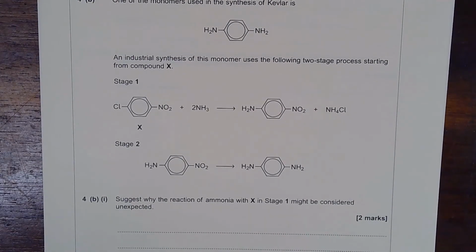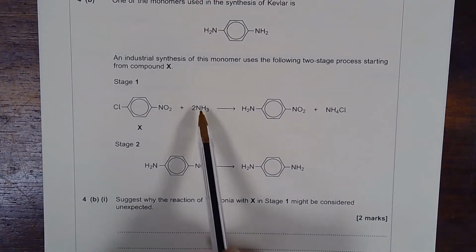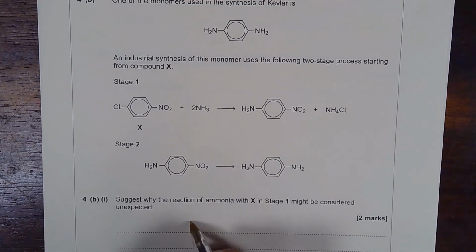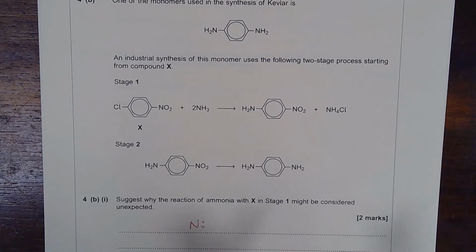Suggest why the reaction of ammonia with X in stage 1 might be considered unexpected. Well, ammonia, of course, is normally associated with nucleophilic substitution, nucleophilic addition elimination, or possibly as a base because the nitrogen has a lone pair. And so a statement that ammonia has a lone pair would probably get you a mark.